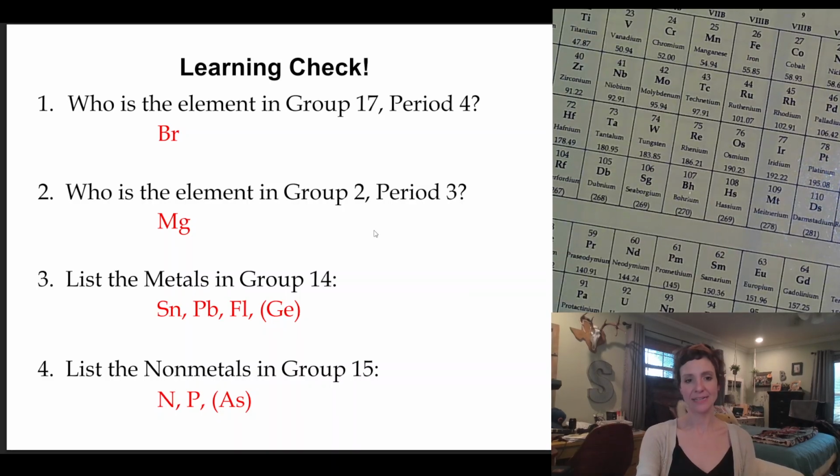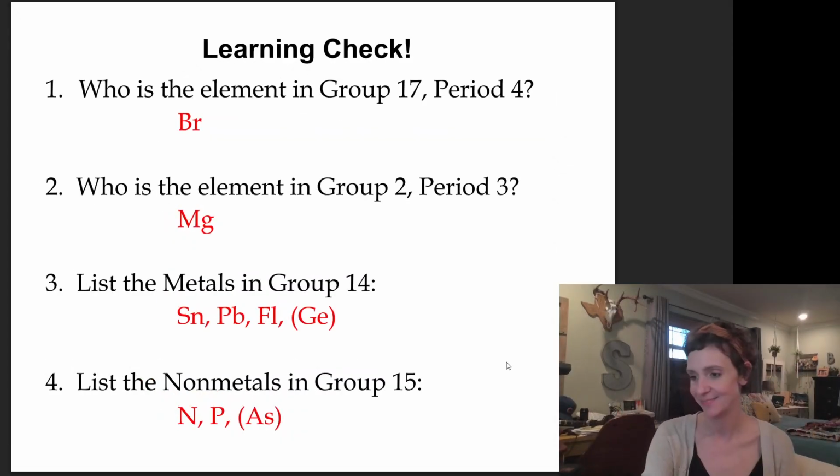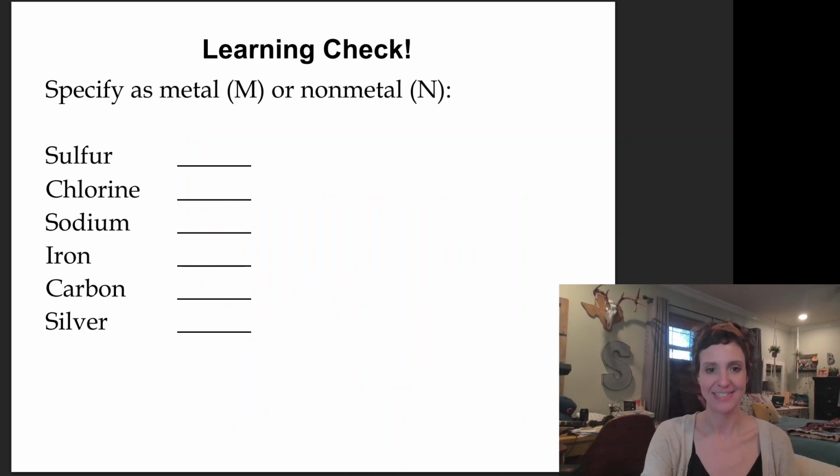Yep, bromine, magnesium. We got all of the metals. If you'll notice, I put germanium in parentheses because he's a metalloid. So the argument could be made that he is metal-like under certain conditions, which I will give to you guys. Same thing with arsenic as a nonmetal. He can be metal-like in some conditions. All right, let's see what is next, you guys.